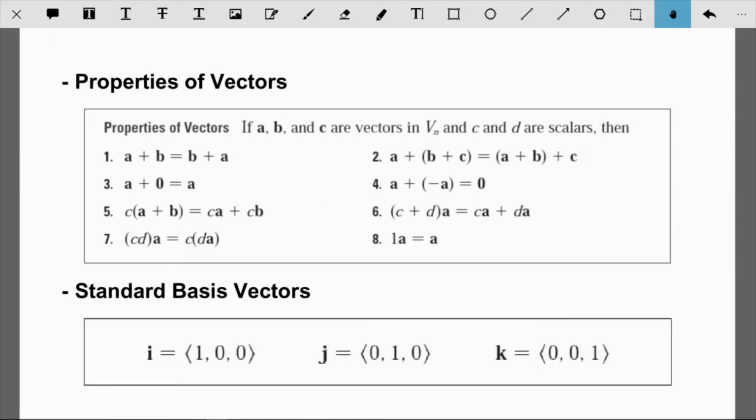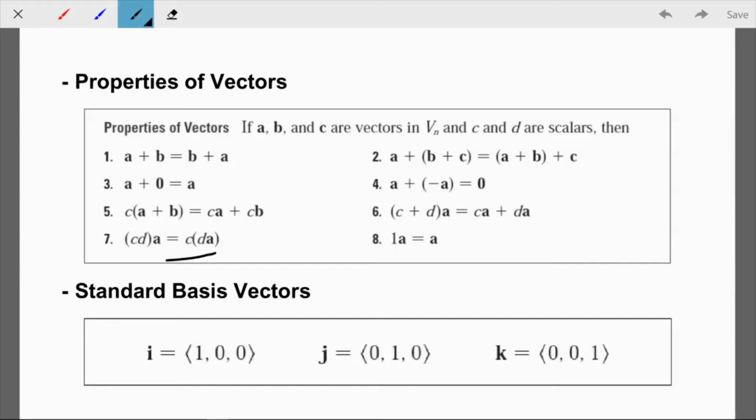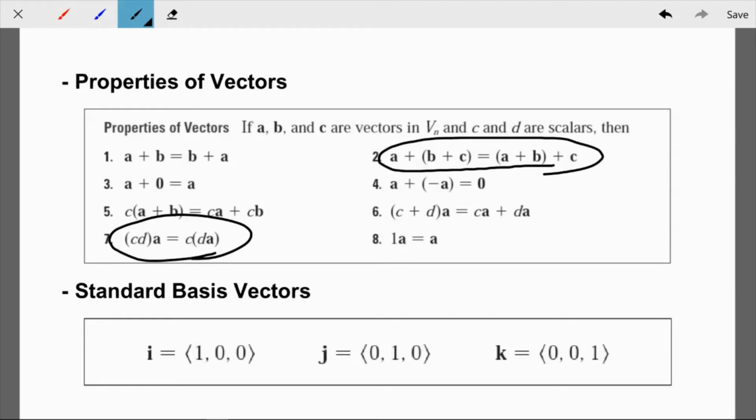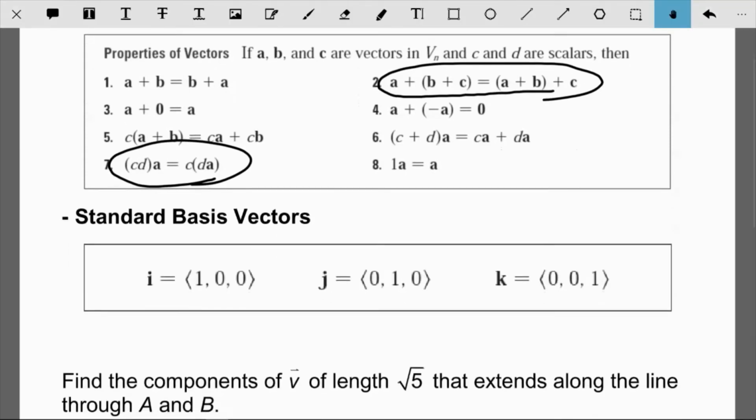Here are some general properties of vectors. Adding vectors, adding 0 to a vector, multiplying by a scalar. Notice that this one here, we're multiplying by the scalar cd. So we can multiply d to the vector A and then leave the c out, or we can multiply the c through. Also notice here, we've got the associative property like you've seen before. It doesn't matter how I group the vectors together. If I add the 3 vectors, it's still going to give me the same result. So all common properties that you've seen before.